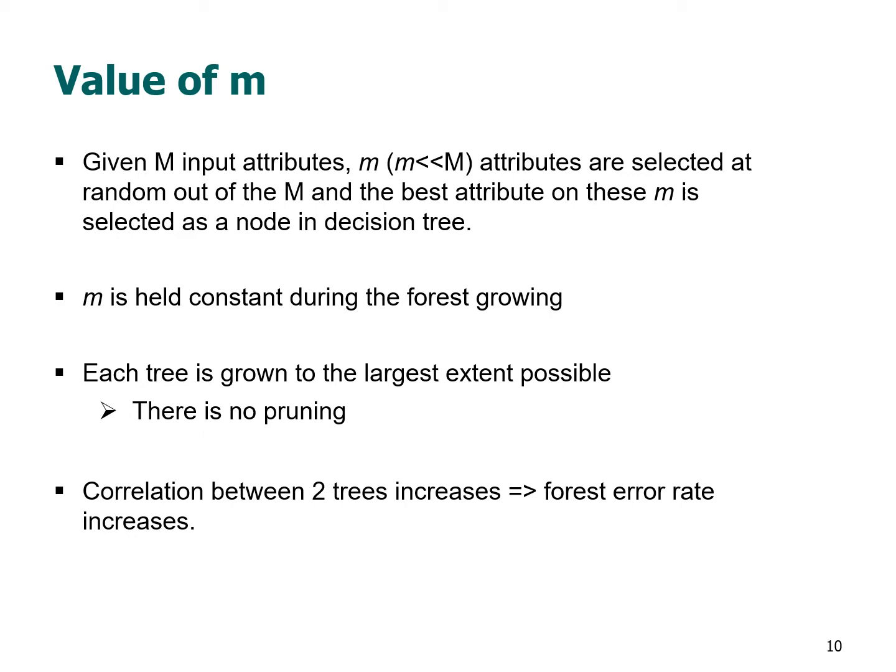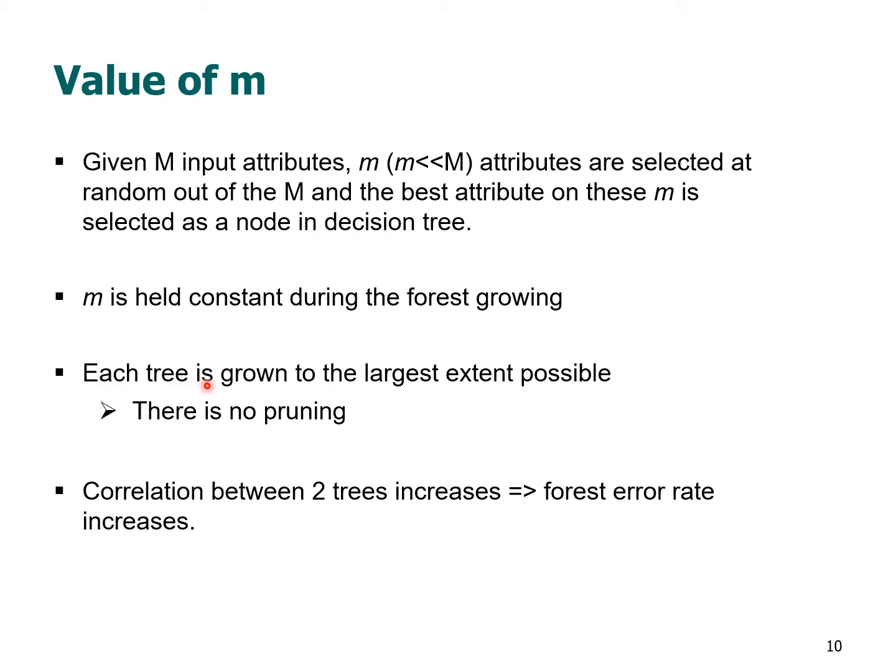The small m, which is the size of the attribute subset, is the only parameter in random forest. Suppose there are capital M input attributes in the original training data, then you randomly select small m attributes out of capital M, and then your best attribute is selected out of this small m, and this attribute is used as a node in your decision tree. That's how you select your best attribute in a decision tree. The value of small m is held constant during the forest growing. Once you determine the value of m in the beginning, this value doesn't change. So the number of attributes you choose from the original is fixed throughout the process of decision tree growing.